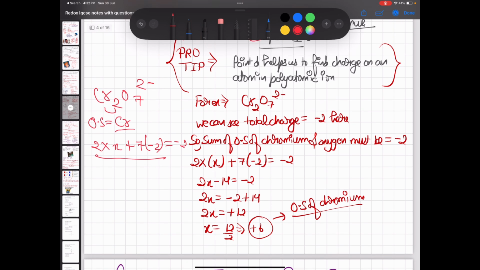Go through this carefully. This concept we can also use to find out the oxidation state on transition elements. Like in this case I am solving Cr2O7 2-. What is the total charge? Total charge is -2. Then you can take chromium as X. How many chromium do we have? 2. So I did 2 times X. How many oxygen do we have? 7 oxygen. So I've written 7 here. What is the charge on single oxygen? -2. So I've done 7 times -2. So what is X coming out to be? X is coming out to be positive 6.